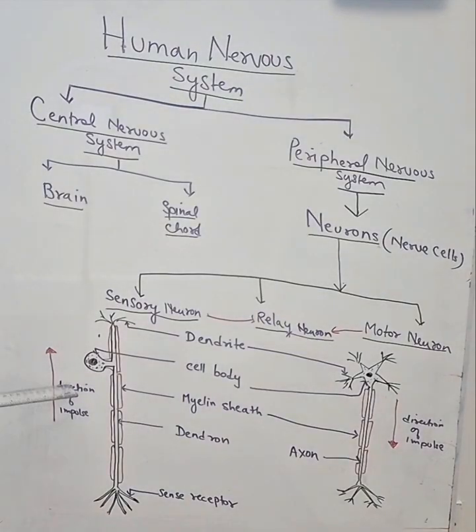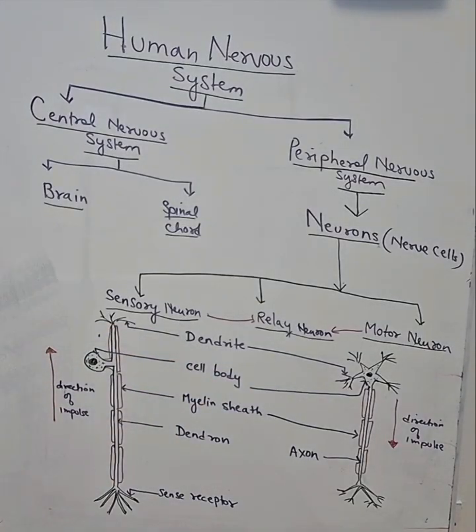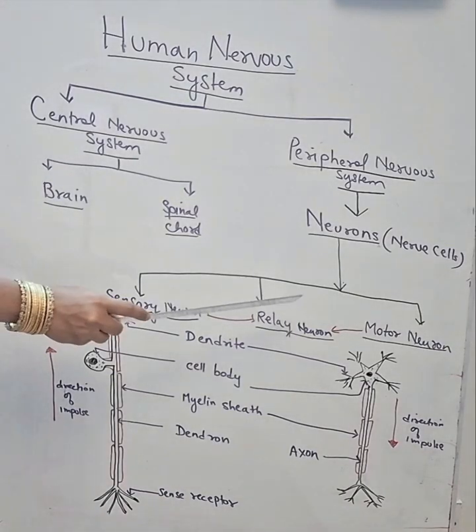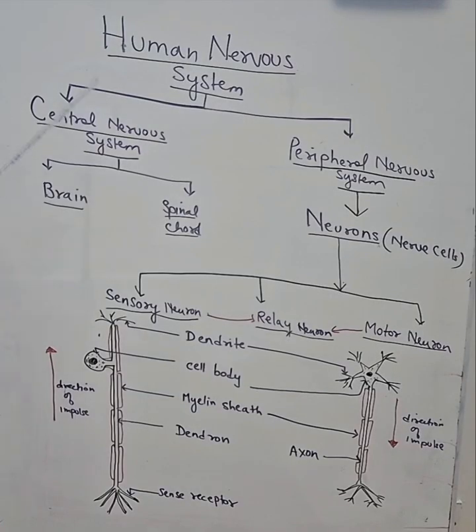This is the sense receptor, which is present in the sensory neuron at the beginning. You see the direction of impulse is upward in the sensory neuron and downward in the motor neuron. The most important role of sensory neuron and motor neuron is the transmission of impulse. What is transmission of impulse? It is carrying the messages. Sensory neurons carry the message from the sense organ to the central nervous system, and motor neurons carry the message from the central nervous system to the effector.